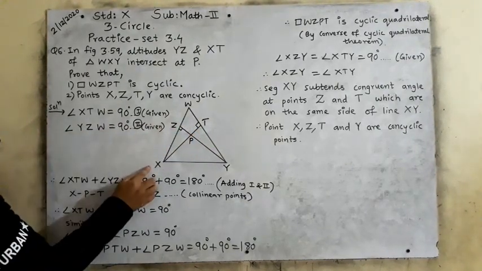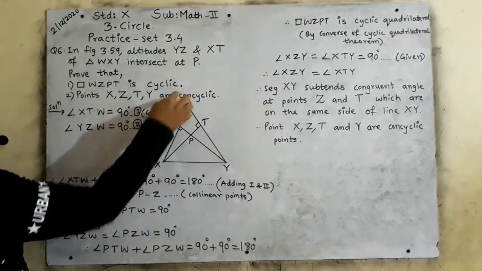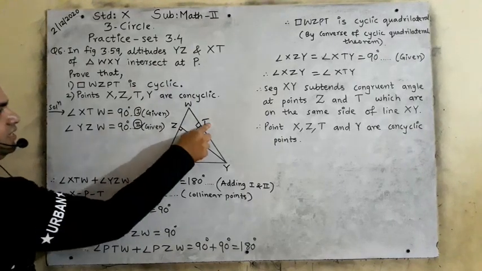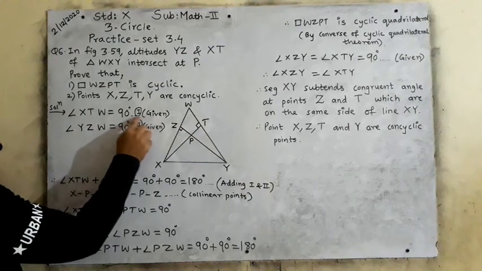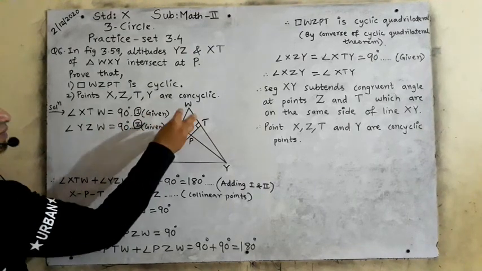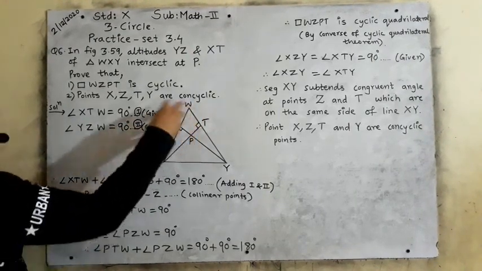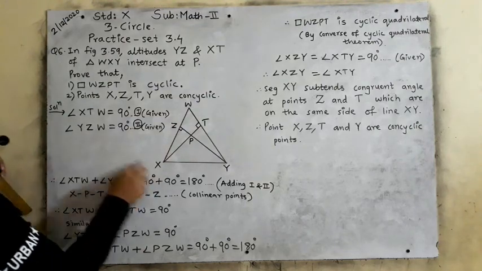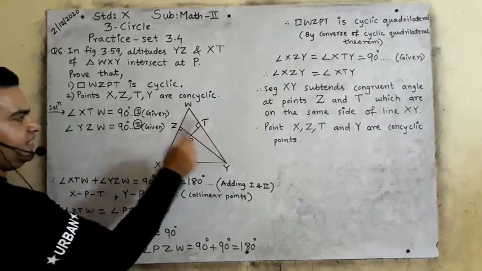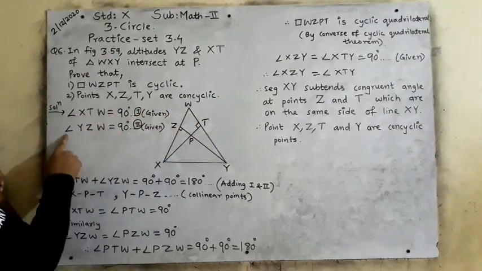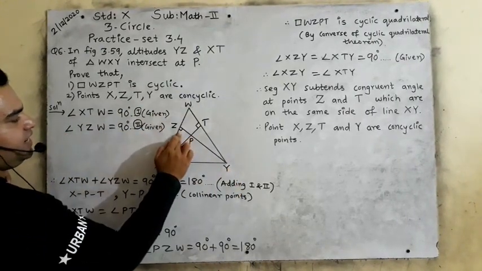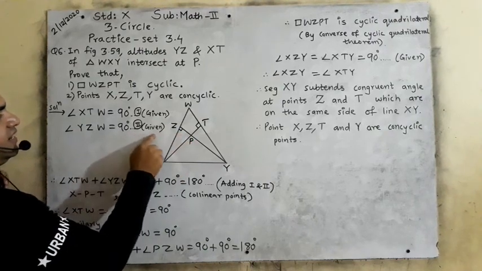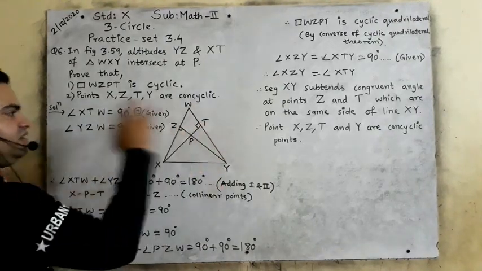Number 1, angle XTW, this angle, it is of 90 degree. Yes, it is given. How it is given? By symbol. It is given in the figure. So we will say angle XTW is 90 degree, number 1 given. Now you will focus here. Angle YZW, it is also 90 degree. It is second given. Where it is given? In the figure.